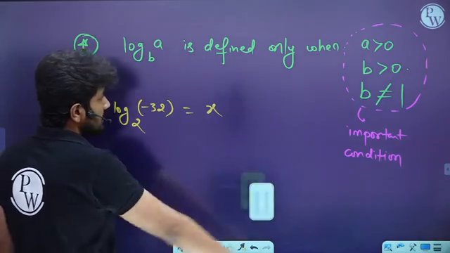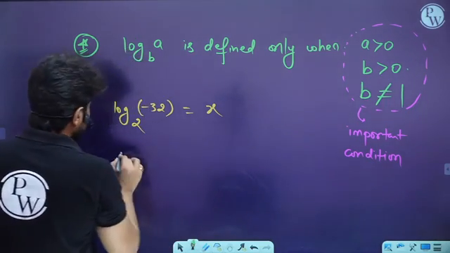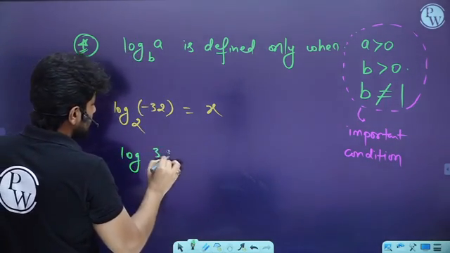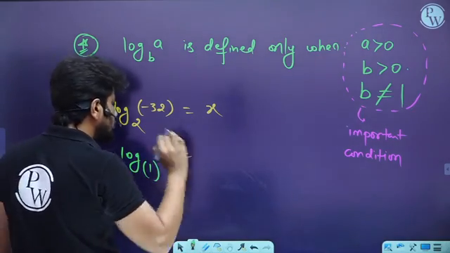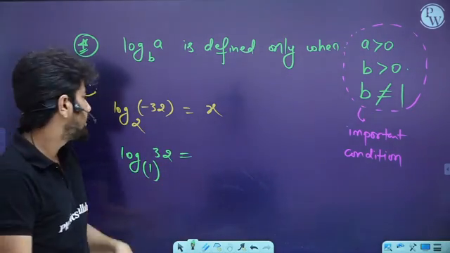Base should not be equal to 1. See, if the base is equal to 1, suppose I ask you what is log of 32 to the base 1. I'm just taking the number 32, you can take any other number as well.